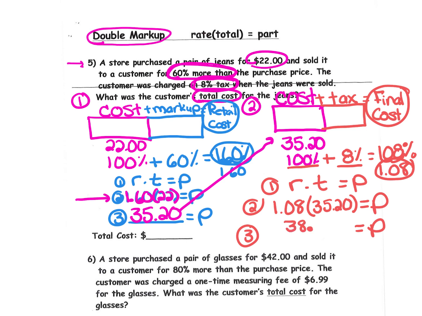$38.016. Now remember, the pennies position or the hundredths position is here. So we're going to round our final answer to $38.02. The 6 is 5 or more, so raise that score.